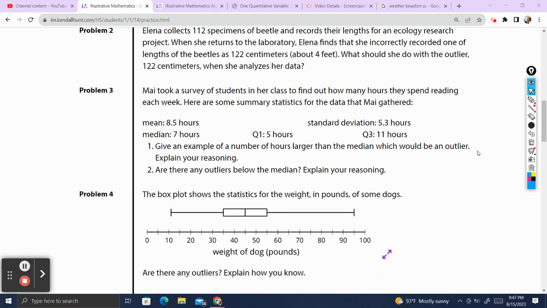Problem 3. May took a survey of students in her class to find out how many hours they spend reading each week. Here are some summary statistics for the data that May gathered.